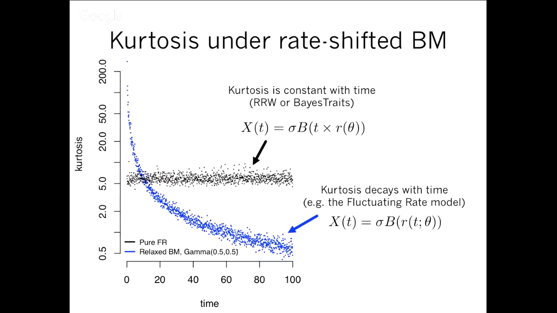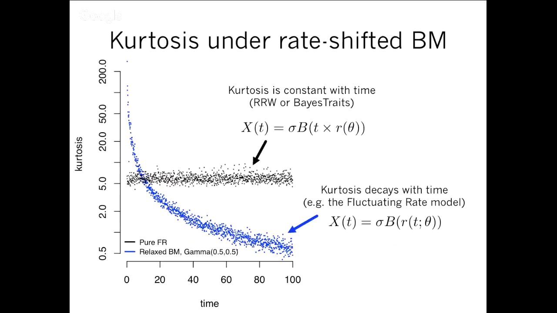Another question that I'm asked is, how do these pulsed models differ from models where you have a rate-shifted Brownian motion? These are sometimes called relaxed random walks, or the models that you can find in the BayesTraits package. One way that people model Brownian motion is that for each branch in a phylogeny, we multiply the rate of change on that branch by some factor. So in this top part in black, we have a Brownian motion model where we're time changing it by multiplying time by a factor r of theta.